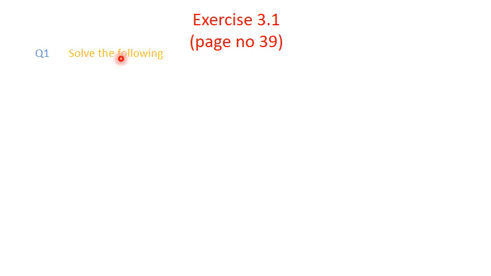Solve the following. First one, 3,462, we are going to multiply it by 35. So this is given in a horizontal way. So what we are going to do, we are going to first write it in a vertical way. Okay, this we have written in a vertical way.